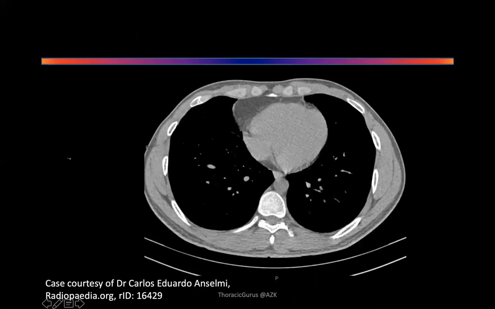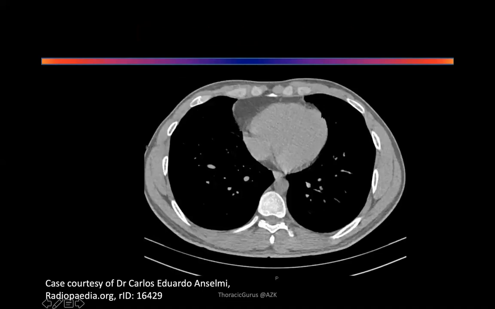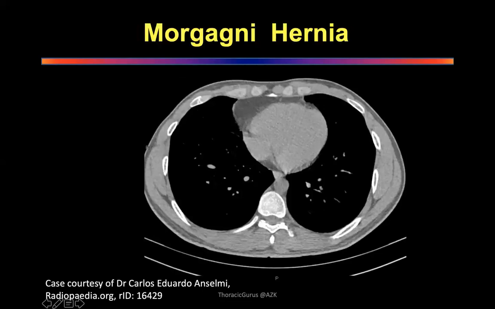Yes, sir. Morgagni. Yeah, so it's a hernia in the front. And that is a hernia at the back. Here is the hernia. Can you see this herniation? The herniation at the back is usually Bochdalek. Morgagni. All right.